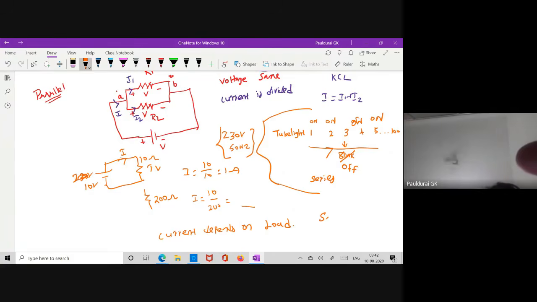That's what we are using, series connection. Sorry, parallel connection. I repeat, parallel connection. So all electrical connections are parallel only.